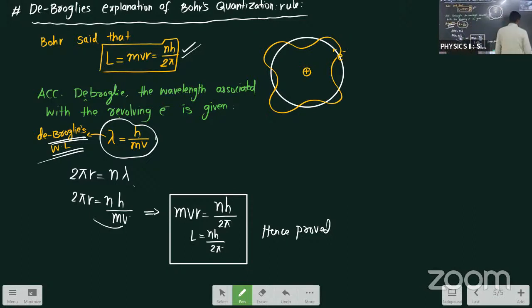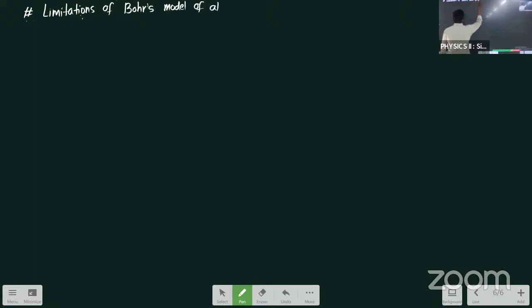Let us move on to the next important SAQ from this chapter. What is the next important SAQ from this chapter? Limitations of Bohr's model of atom. Another important question for your annual examination. Limitations of Bohr's model of atom.